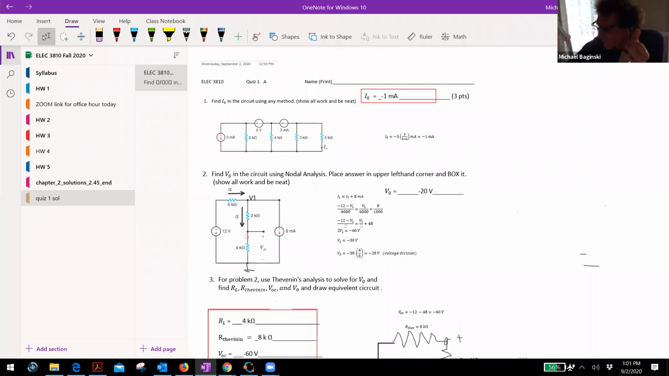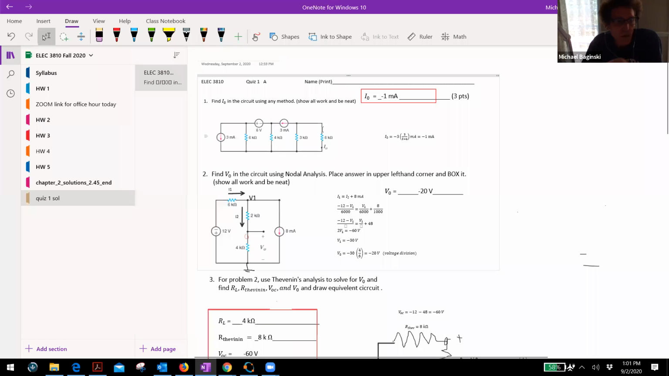All right, so I want to go through this. There's two quizzes. They virtually cover the same material. They were designed to be extremely easy if you understood the material, but if you didn't, it would be pretty obvious to me. So for the first one, the only thing I asked for was the current through the 6K ohm resistor. Can everybody see this okay? Are you able to view the screen? All right, let me go through this with you.